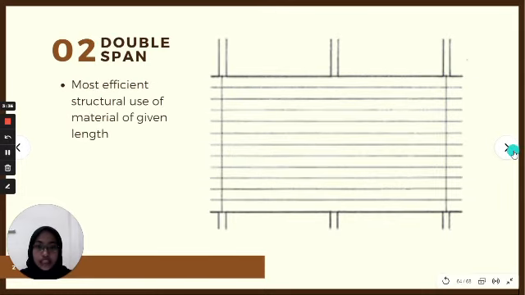Okay, the next one is double span. Double span, you can see the difference. The major difference from the first type is that there's a middle support. So it is stronger than the first span, the simple span, and thus it is the most efficient structural use of material of a given length.